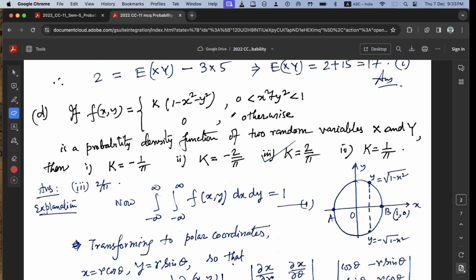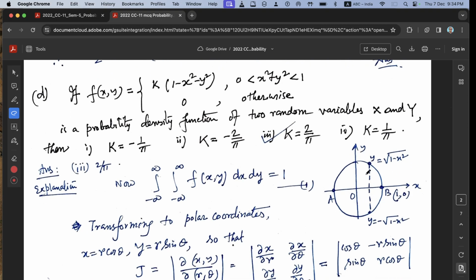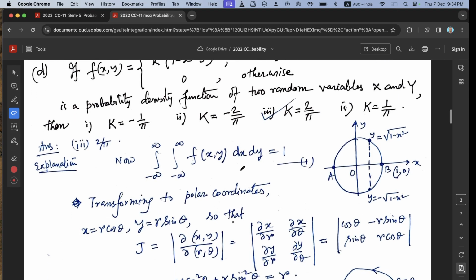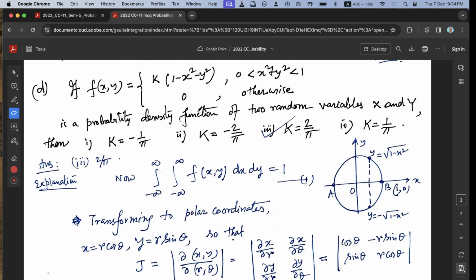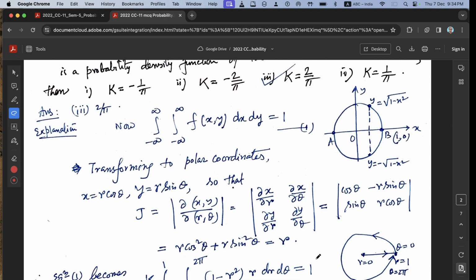So here the domain is a unit circle, inside the unit circle except the point 0. So y goes from minus root over 1 minus x square to plus root over 1 minus x square. This is the region inside the unit circle. Now we transform to polar coordinates. So put x equal to r cos theta, y equal to r sin theta, and the Jacobian J is the determinant of del x del r, del x del theta, del y del r, del y del theta. So this Jacobian J equals r.